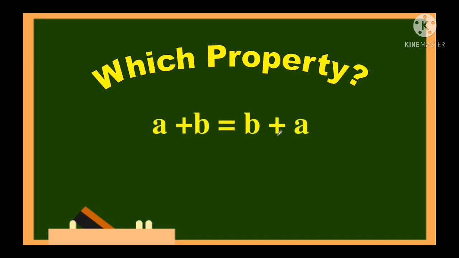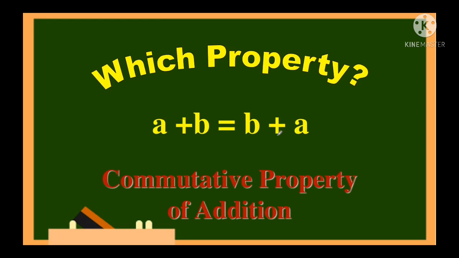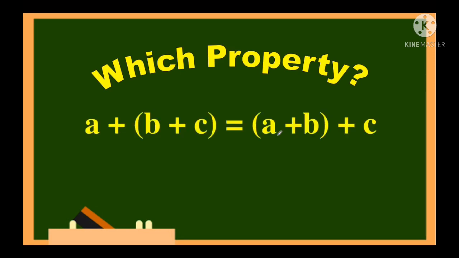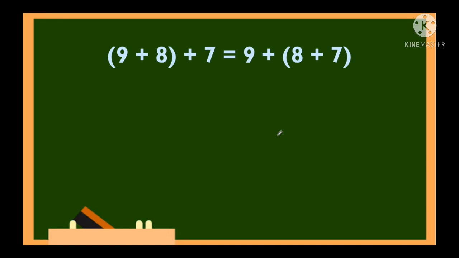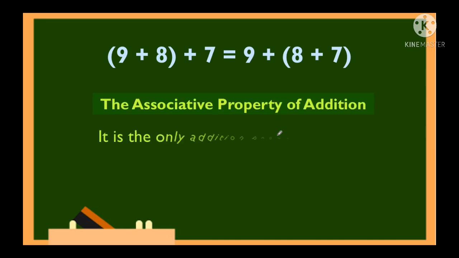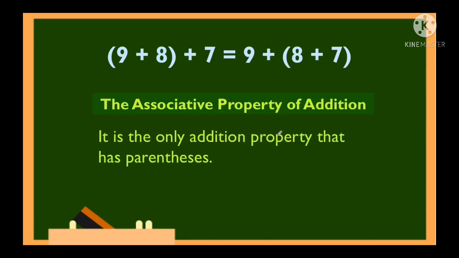How about this? Great job. This is commutative property. Very good. Next one. Yes, good job. This one is the associative property of addition. How about here? 9 plus 8 plus 7, 9 plus 8 plus 7. Yes, associative property. Very good. It is the only addition property that has parentheses. So that is the one clue.